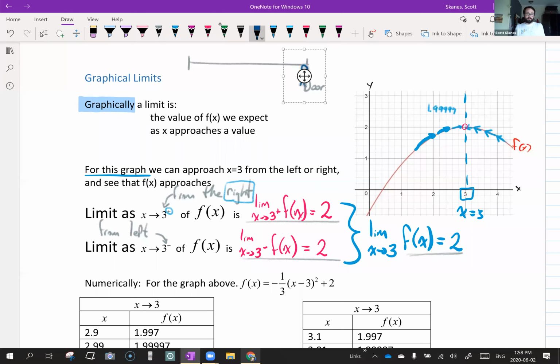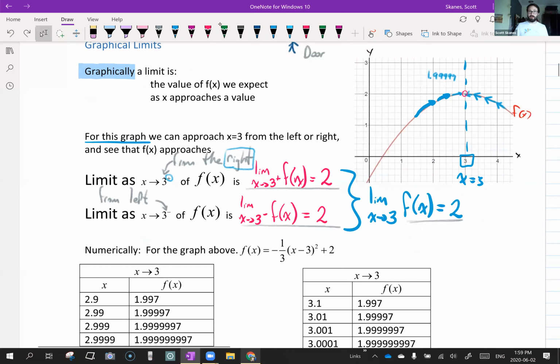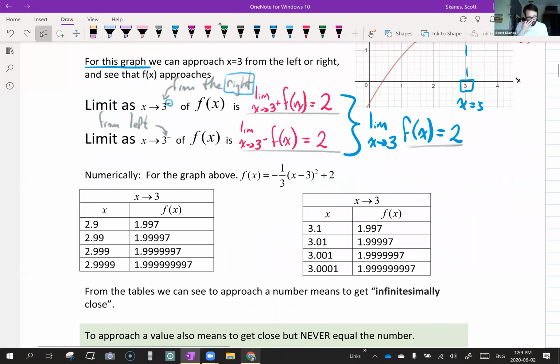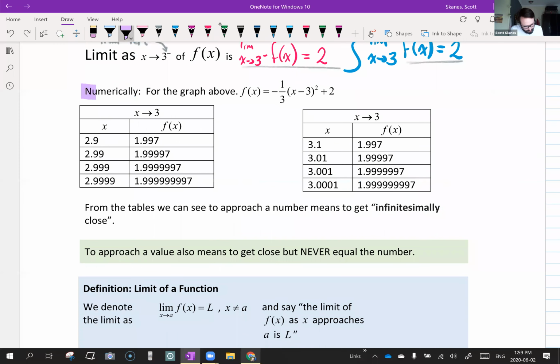So Muhammad, you said, so for it to exist, they had to be the same. That's exactly right. Let me move on, and hopefully it'll become more and more clear. So it says numerically, in numbers, look at this.